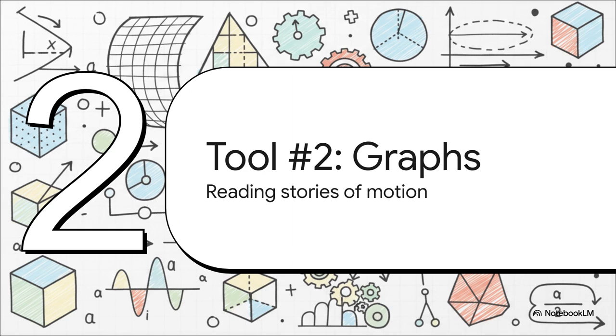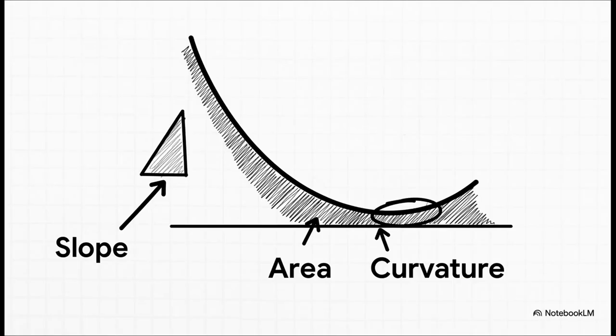But hey, don't think of boring charts and data points from school. To a physicist, a graph is a story. It's a visual narrative, a picture of how one thing changes in relation to another. And we can read these stories by looking for 3 key clues.